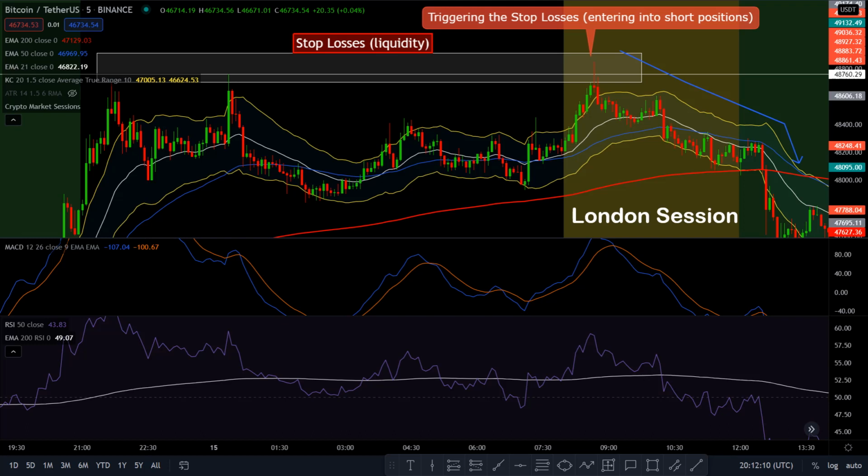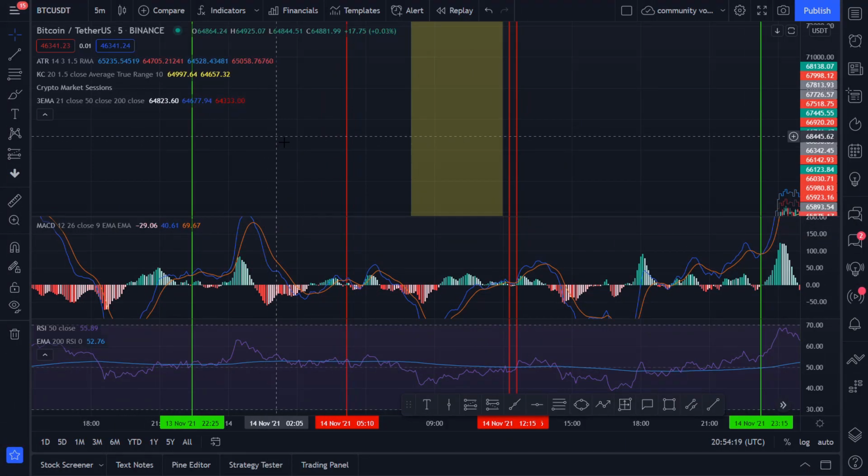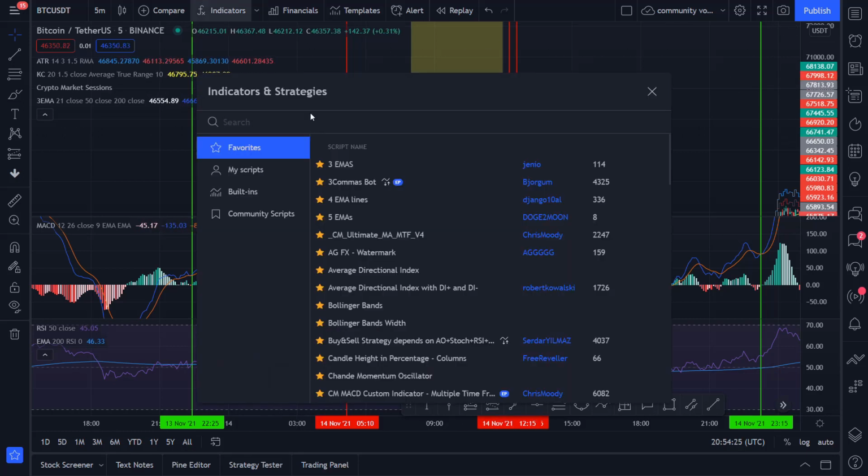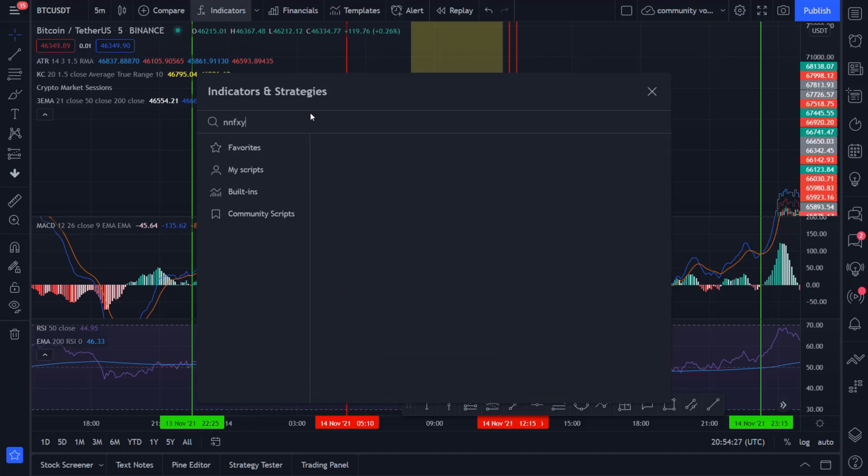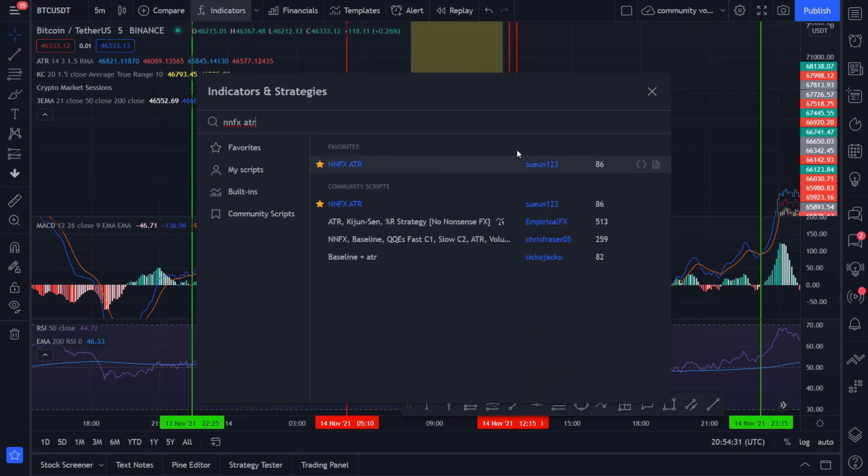And with that said, the strategy is now complete, so let me show you a long and short example and all of the rules. First, let me show you all the indicators needed. Once you are in the Indicators tab, type in NNFX ATR and click on this one.